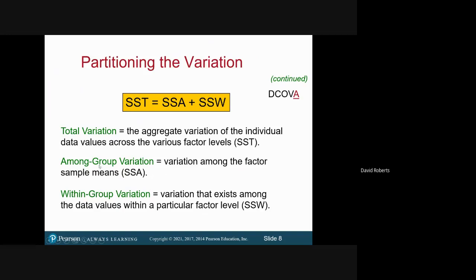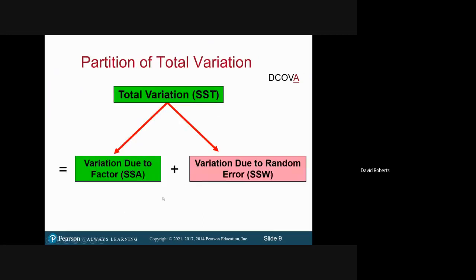So among the groups is variation among the factor samples, and within the group explains the data values within a particular level. Bottom line is, again, the software is going to calculate SSA and SSW, and it will tell you how much each one is influencing the total variation. So you have the variation due to the factor and the variation due to randomness, unexplained. So maybe that makes it easier to understand.